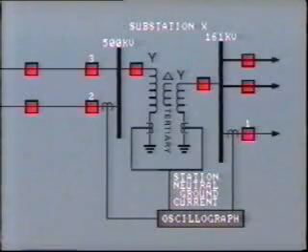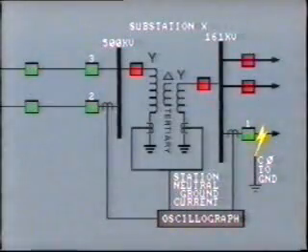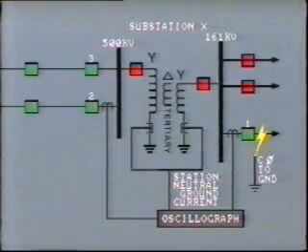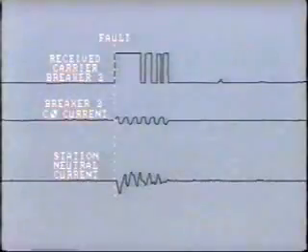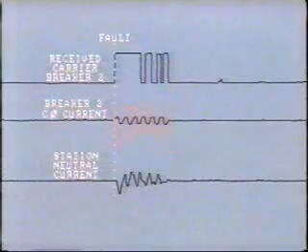Sure enough, a few months later, a similar fault occurred on the 161 kV system. But this time, the 500 kV breakers tripped incorrectly before the 161 kV breaker could clear the fault. Here are traces of the carrier signal that was transmitted from breaker number 2 during the fault and the C-phase current seen by breaker 2.